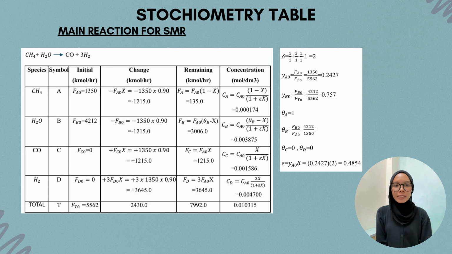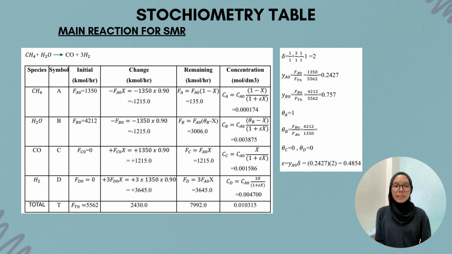So here's our stoichiometry table. For this SMR, we have two main reactions. The first one is methane reacting with water, giving carbon monoxide and 3 moles of hydrogen. The second one is carbon monoxide reacting with water, and we get 1 mole of carbon dioxide and 1 mole of hydrogen.